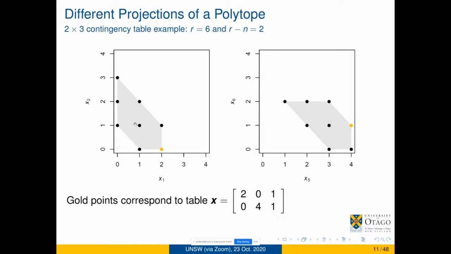So the grey shapes are just two different projections of my polytope, on different representations. As a concrete example, the table with entries 2, 0, 1, 0, 4, 1: if we look at it in terms of x1 and x2, then it's specified by x1 is 2 and x2 is 0, which is the gold dot on the left-hand plot. If we described it in terms of x5 and x6, then it's described here by the coordinates 4 and 1. Same table, just described by different entries of x.